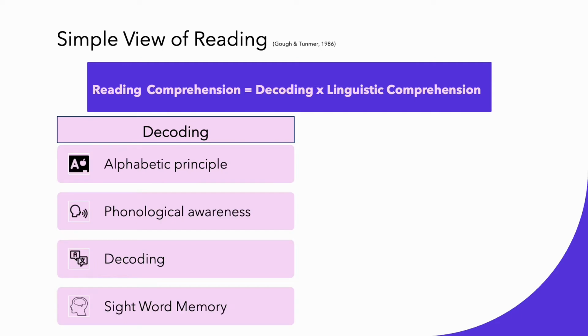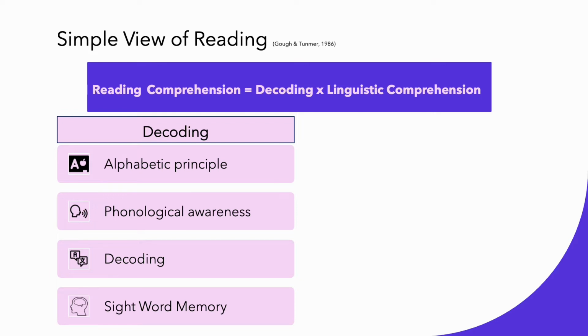Decoding skill encompasses knowledge of the alphabetic principle that refers to understanding that sounds in a spoken language are represented by letters in a written text. So for example, if you look at the word map on a page, you would know that the letter M makes the sound M and the letter P makes the sound P. So that's where you connect your knowledge of sounds to knowledge of the letters on the text.